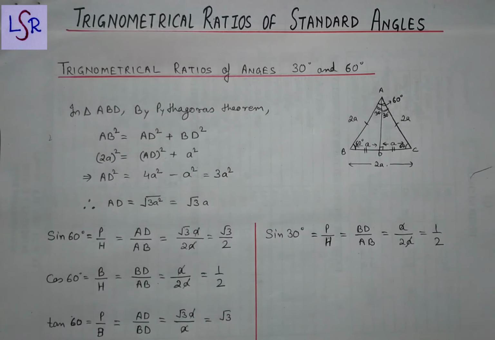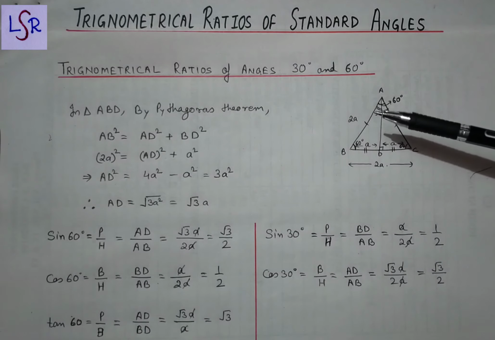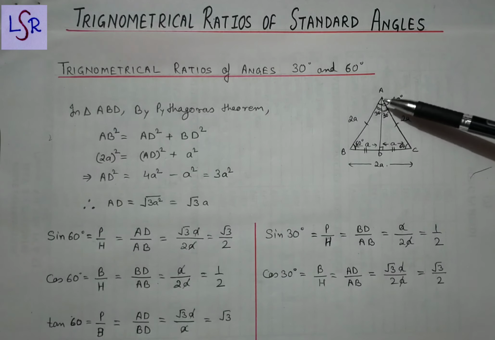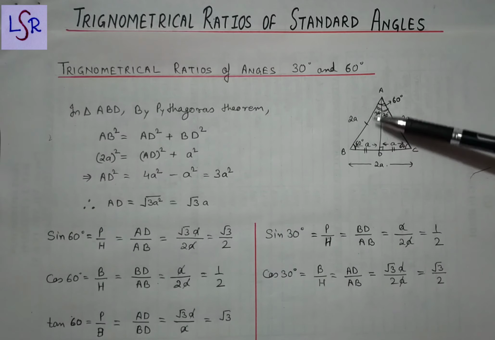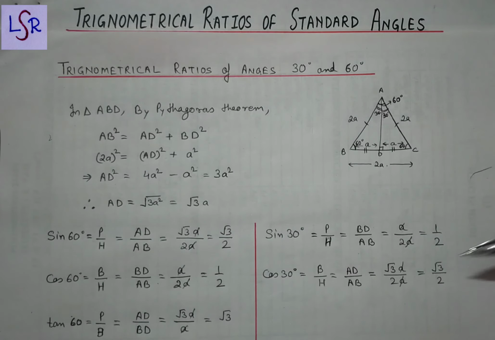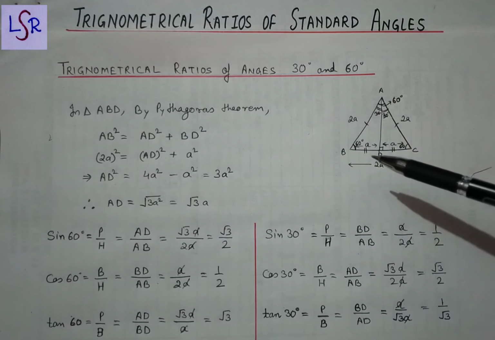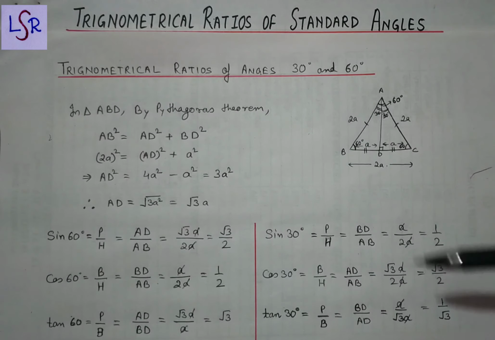Now let's go for the cos 30, and here we get the value of cos 30, that is base upon hypotenuse. For this 30 degree, this will be base AD and hypotenuse AB. Now place the value root 3A upon 2A, A cancelled out, we are left with root 3 upon 2. Now the tan 30. For the tan 30, we have perpendicular upon base, and on placing the value of perpendicular BD upon base AD, we got finally 1 by root 3.